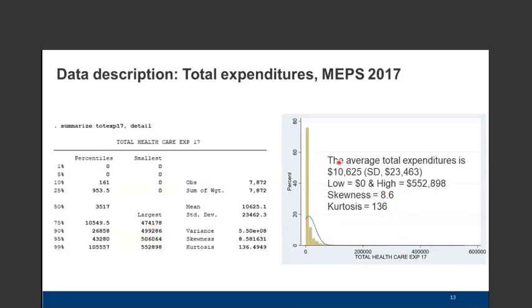Now, when you think about some simple descriptives, we have nearly $10,600 in terms of the average cost with a standard deviation of $24,000. And we have a high of about $550,000 and a low of $0. As I mentioned before, for a normal distribution, what we want is a skewness of 0 and a kurtosis of about 3. Here we have a skewness of about 8.6 and a kurtosis of 136. So clearly this is not normal. And I'll show you how we can model these using other models to try to make this look normal, so that we can get some unbiased estimators.